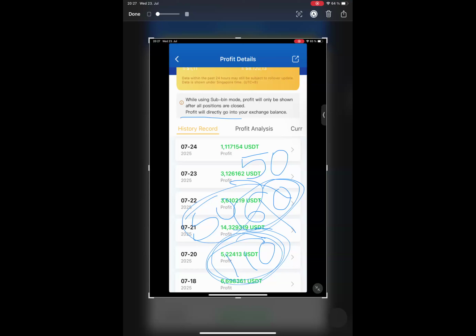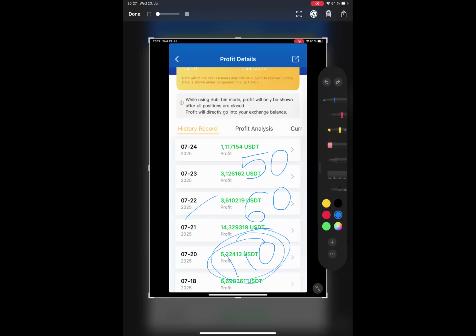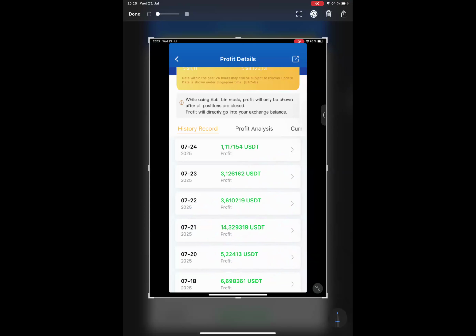Okay, so that is why the profit doesn't stay here. Our trading capital is on the exchange, so the profit is not here, it's just a record. You see a record of it to know that yesterday I made this amount, today I made this, a day before yesterday I made this. So that is simply that.